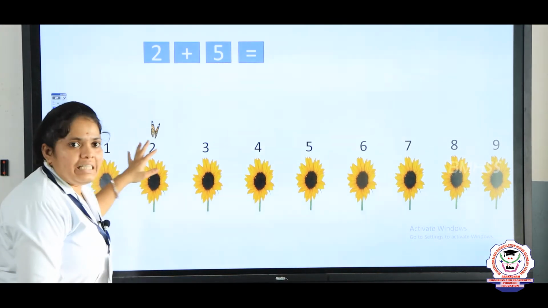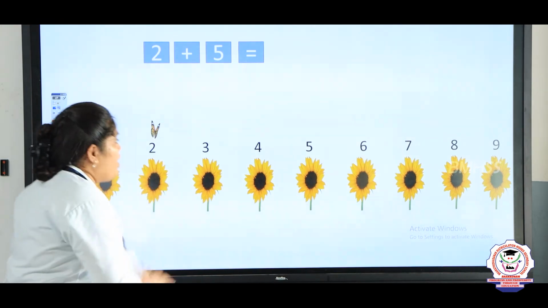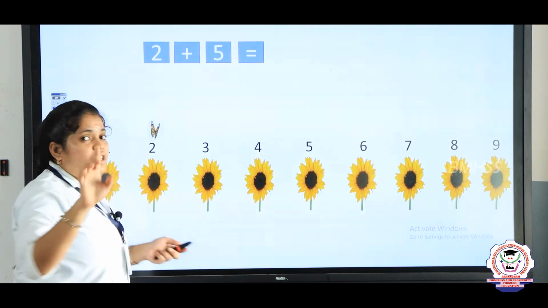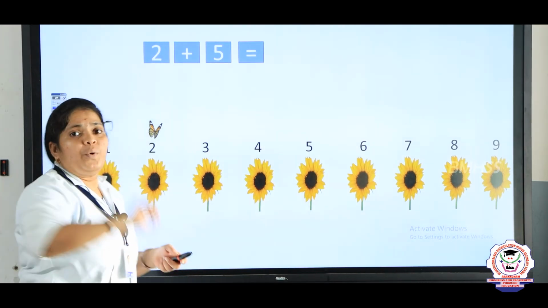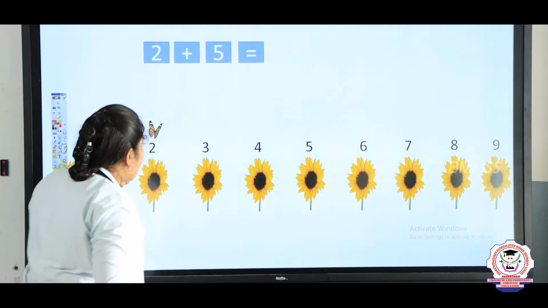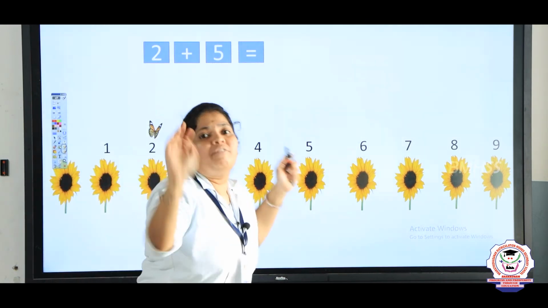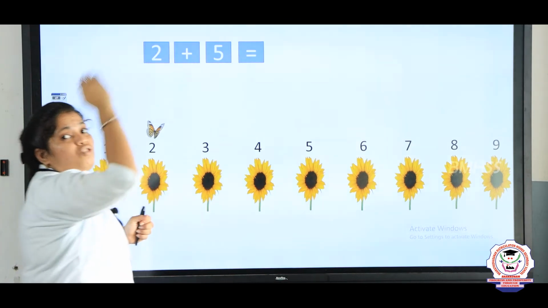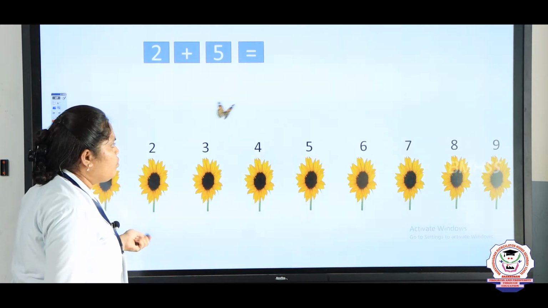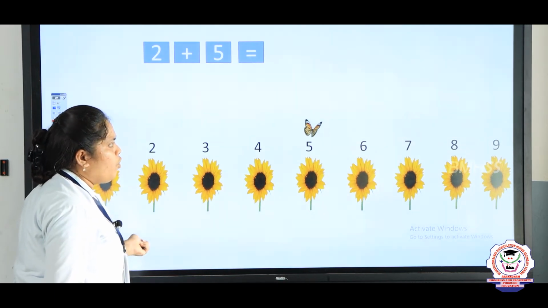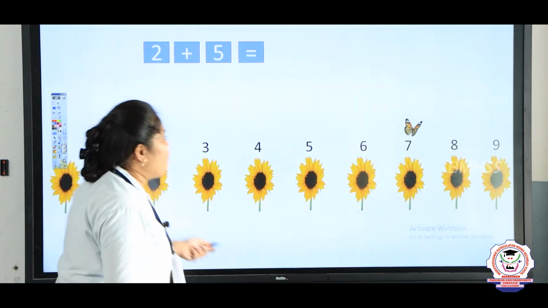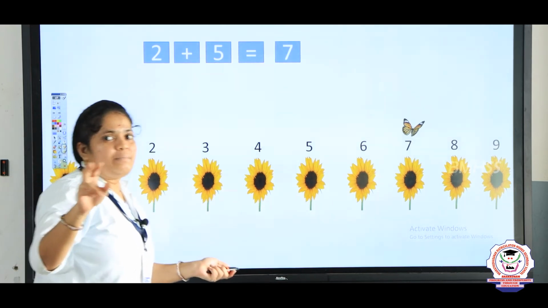Let's see. The butterfly is placed on the number 2. Now, how many jumps does the butterfly want to jump? Very good. It wants to jump 5 because addend 2 is number 5. Addend 1 is 2, so the butterfly is placed on number 2. The butterfly needs to jump 5 times. So, 1, 2, 3, 4 and 5. So, our answer is number 7. Very good.